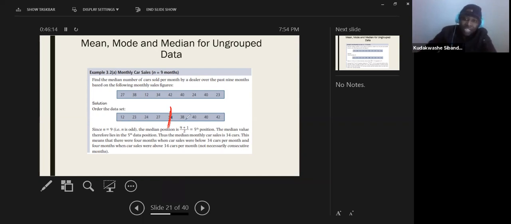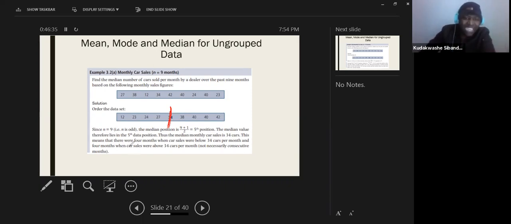let's count how many they are. So this is 1, 2, 3, 4. Let's count how many values are below it: 1, 2, 3, 4. So this value automatically separates the data into two equal halves, 4 above and 4 below. So how do you interpret this type of data?